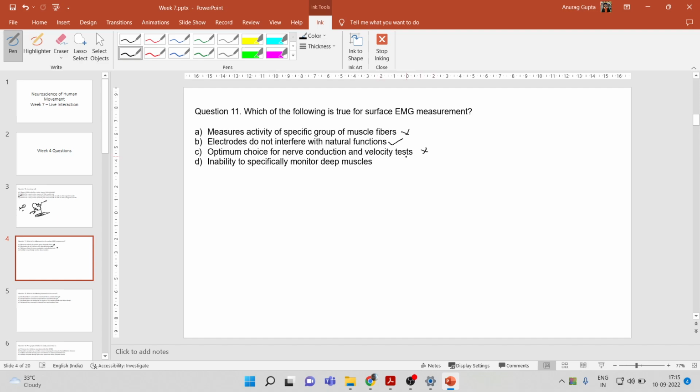Then D, the inability to specifically monitor deep muscles. This is true. In the case of needle EMG, you can insert the needle deep into the muscle and take measurements. But in the case of surface EMG, it's basically an ensemble of the activity of various muscle fibers below the surface. So the final answer is B and D.